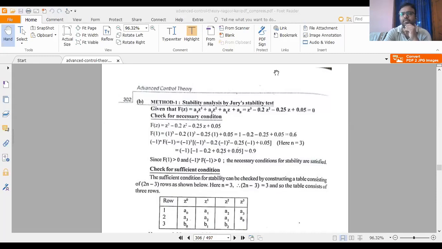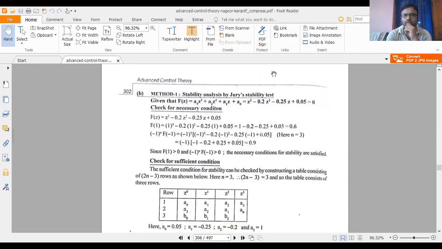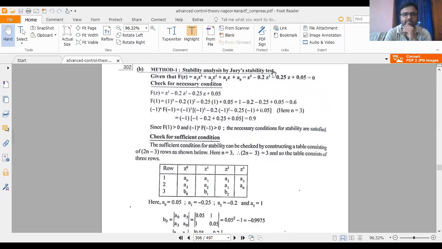So let us enter into this one. The characteristic equation is an odd order equation, that means the order of the equation is 3. So how many rows are going to be obtained? 2n minus 3, that is 2 into 3 minus 3. That is 3 rows are going to be obtained for this characteristic equation. So now let us move into the solution part of this one.